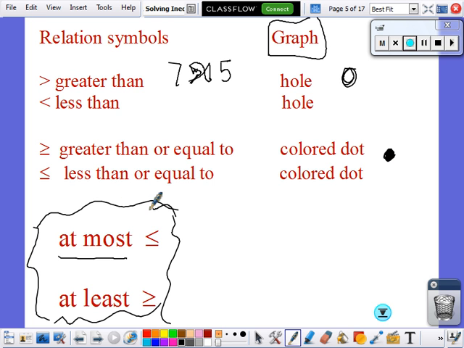And then here's what we need to concentrate on again. At most means less than or equal to. At least means greater than or equal to. Hopefully we have that written down also. So at most is less than or equal to. At least is greater than or equal to.